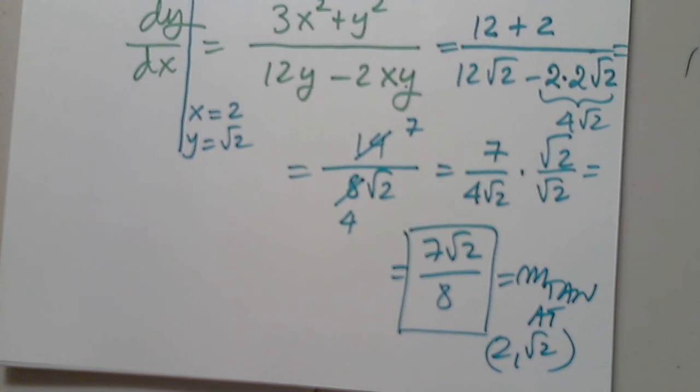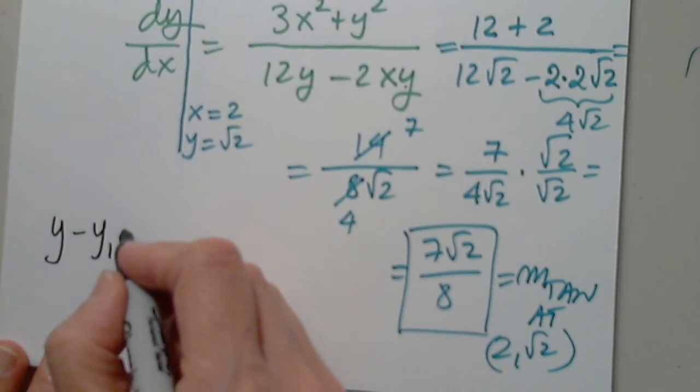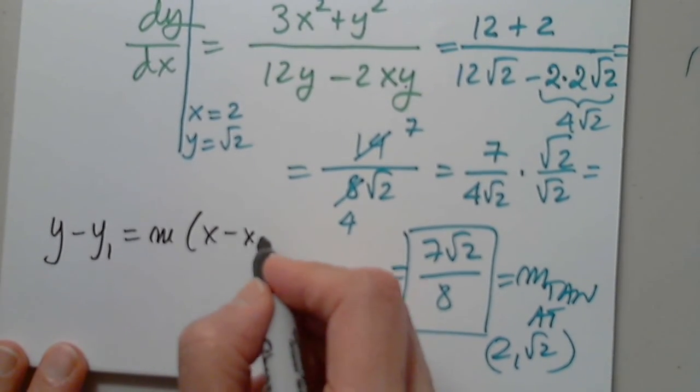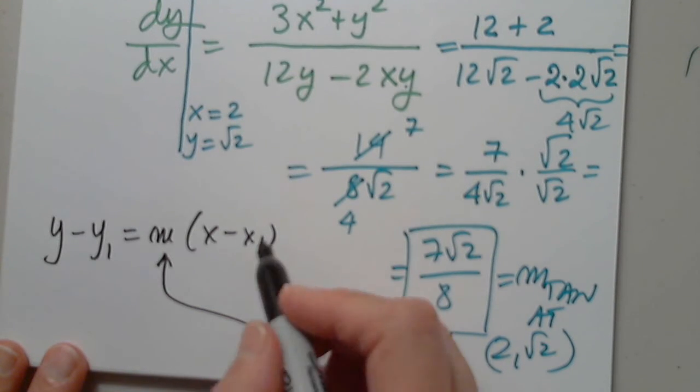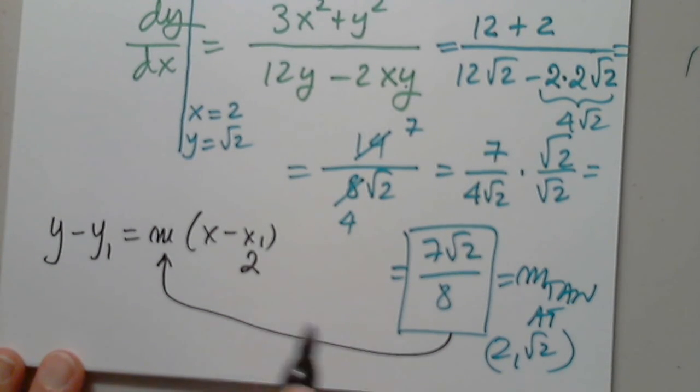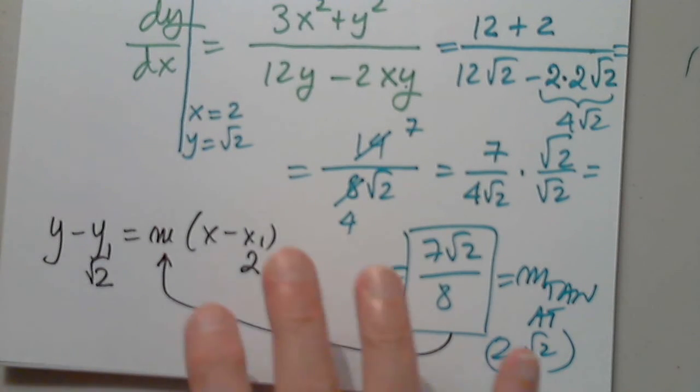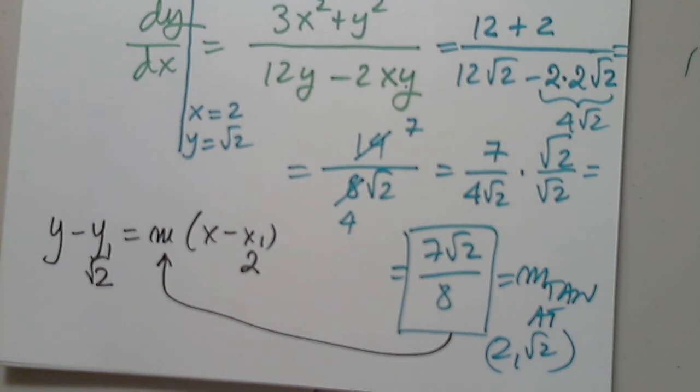Because they're asking us to find the equation, then I have y minus y1 equals the slope times x minus x1, where this is the slope. x1 is 2, and y1 is the square root of 2. Let's look at this for a moment and then plug it in, because we have to try to simplify a little bit.